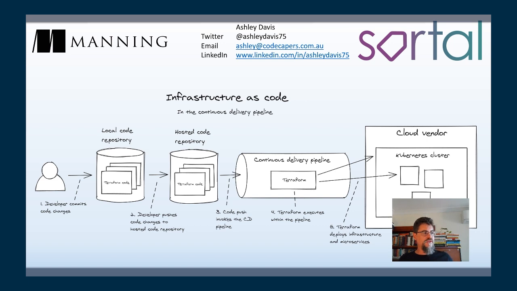This diagram shows where we'd like to end up with infrastructure as code. You can see the developer here on the left is writing and testing his code locally, and they're committing code to their local Git repository. When they push code, their hosted repository is automatically triggering the continuous delivery pipeline. In this example, we're using Terraform inside the pipeline. It's running the code and it's creating or updating the infrastructure in the cloud.